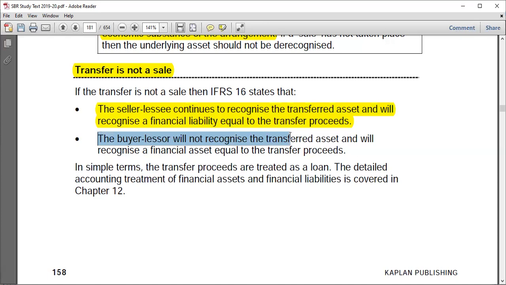The buyer, which is the lessor, will not recognize the transferred asset because if it's not a sale, that means the sale has not taken place. So the buyer cannot recognize the transferred asset. And they recognize the financial asset equal to the transfer proceeds. Just like that. In simple terms, the transfer proceeds are treated as a loan. This was the main point. It's just like a loan.